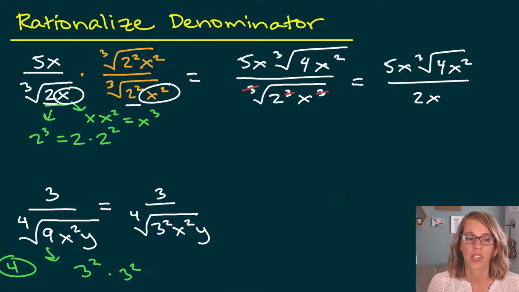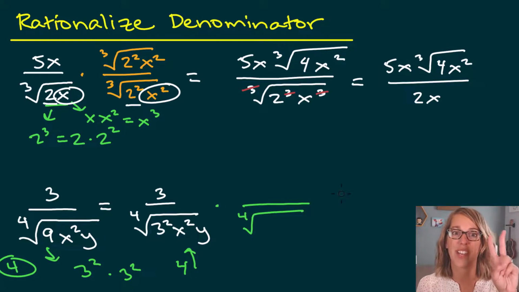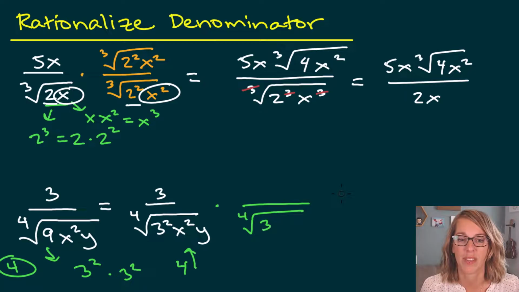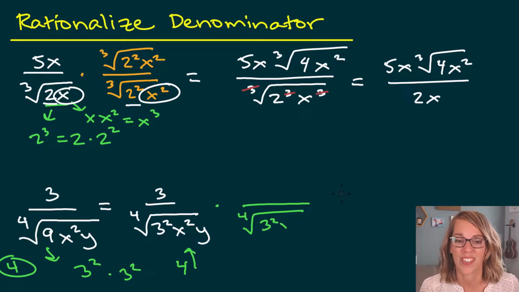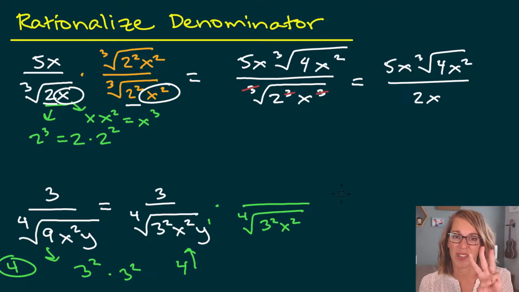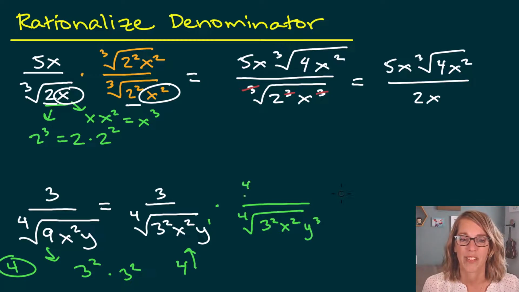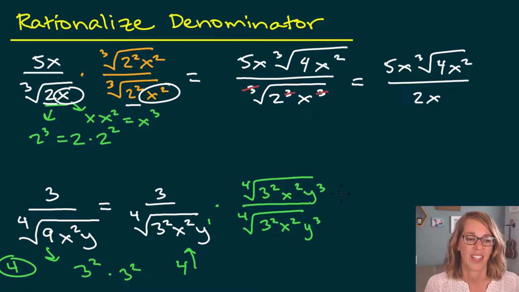Remember, my goal is to have 4th powers up here. So as I multiply in a 4th root, I have 2 3's, I need 2 more, so that's going to be a 3 squared. I have 2 x's, I need 2 more, so this is going to be an x squared. Here I've got a single y, I need 3 more to get to that power of 4. In my numerator, I do the very same thing. So this is going to be 3 squared x squared y cubed.